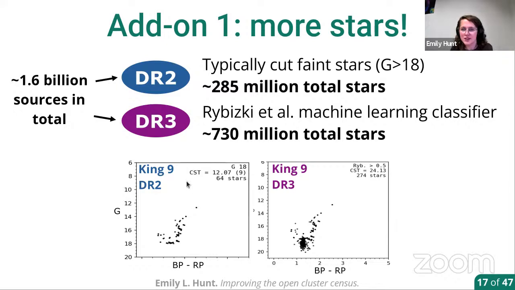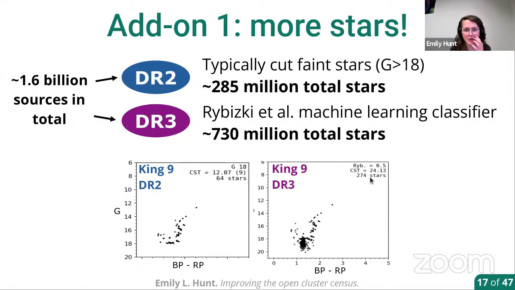To give you an idea of the implications of this, look at this distant cluster King 9 here. In Gaia DR2 data, doing the typical thing of cutting fainter than G18, you can see that you only see the stars beyond the turnoff point for this cluster. But then looking at DR3 and using this new way of adding more stars to your data, you can see we get an extra 2 magnitudes of stars. And now for a cluster like King 9, you go from detecting 64 stars to nearly 300. So there are a lot of cases where this makes a really big difference, especially when looking at more distant clusters.